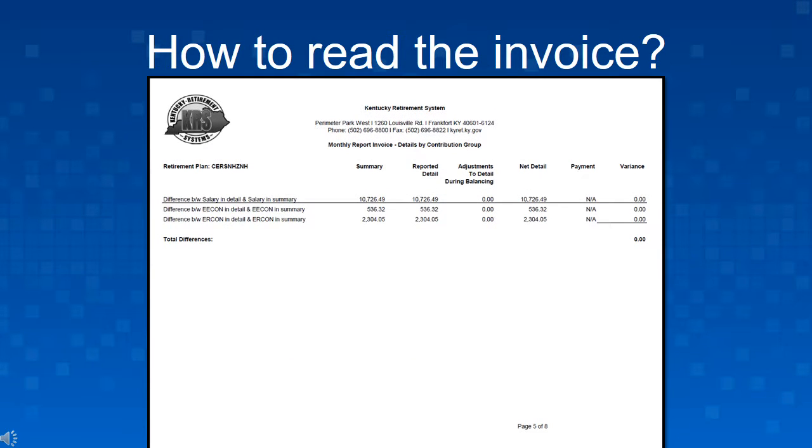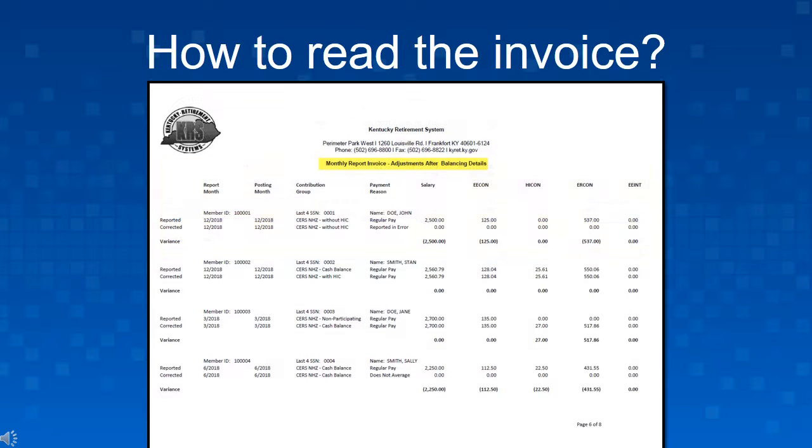Page 5 of the invoice continues the breakdown of the variance through the different contribution groups within the retirement plan. So continuing on this example, it shows there was no variance in the records reported under the CERS non-hazardous without health insurance contribution group. This is the last page of the balancing variance breakdown on the monthly reporting invoice. Page 6 begins the adjustments after balancing details.